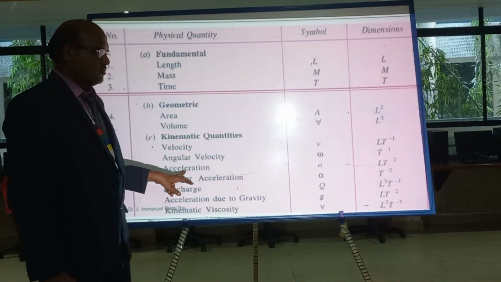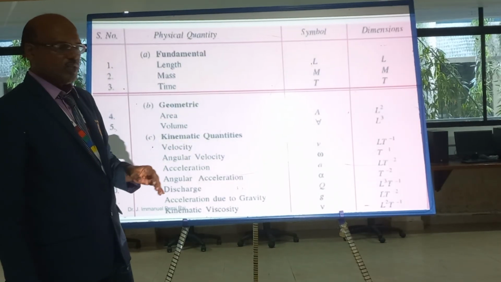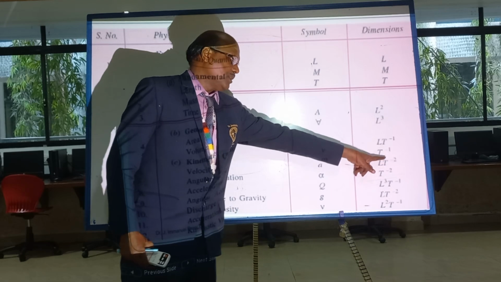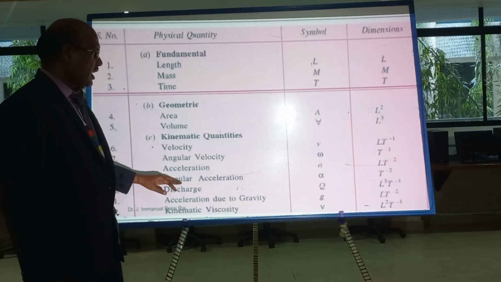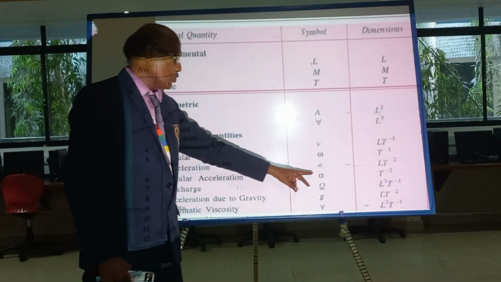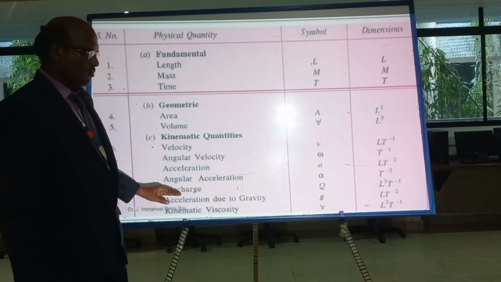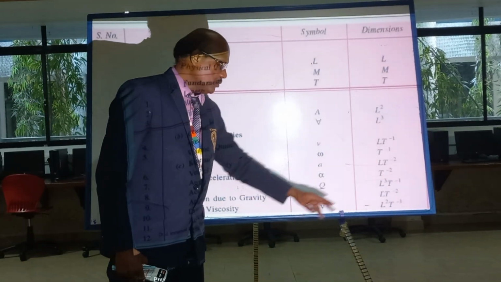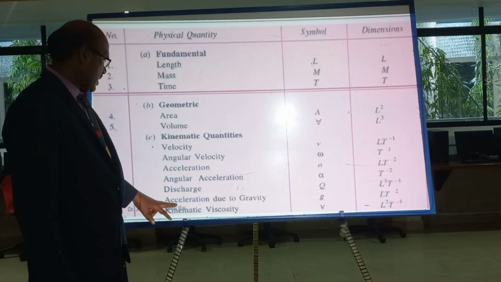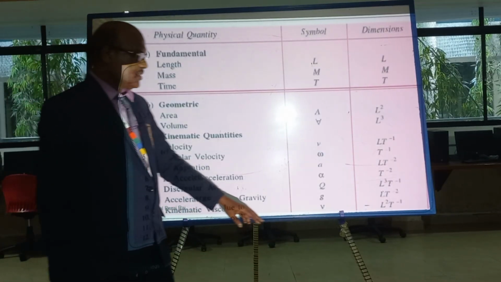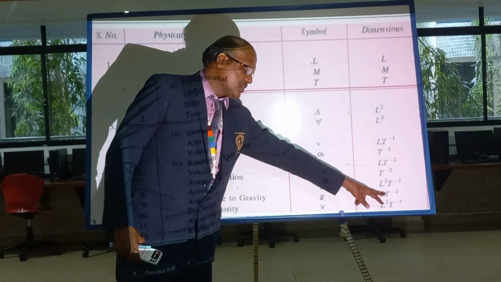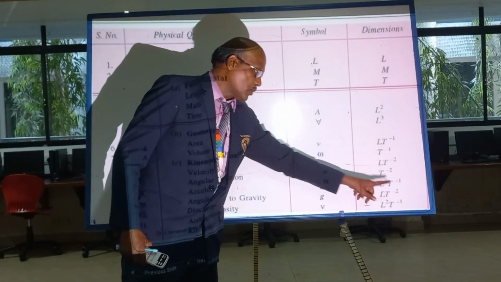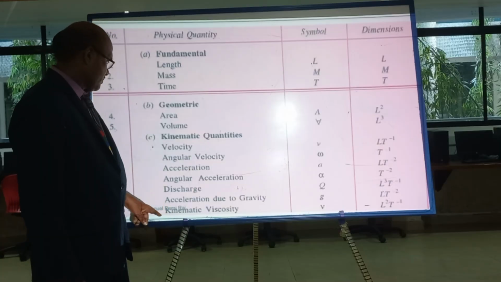And acceleration is meter per second square. So meter is L, second square is t square, meter per second square. Then angular acceleration, so per second square. Similarly, discharge, kg per meter cube. Then we have acceleration due to gravity, meter per second square. So meter is L, per second square t square.